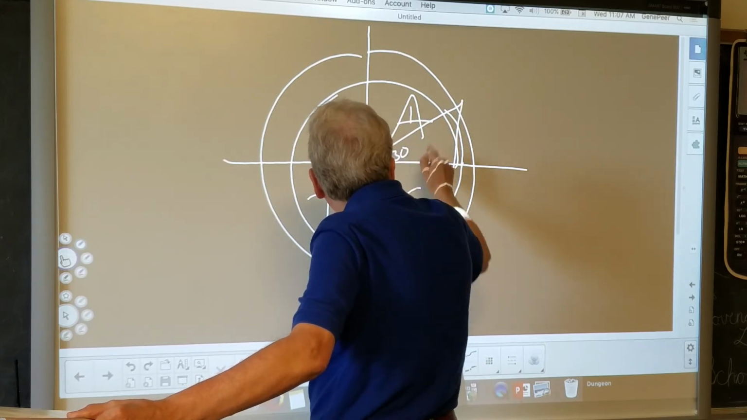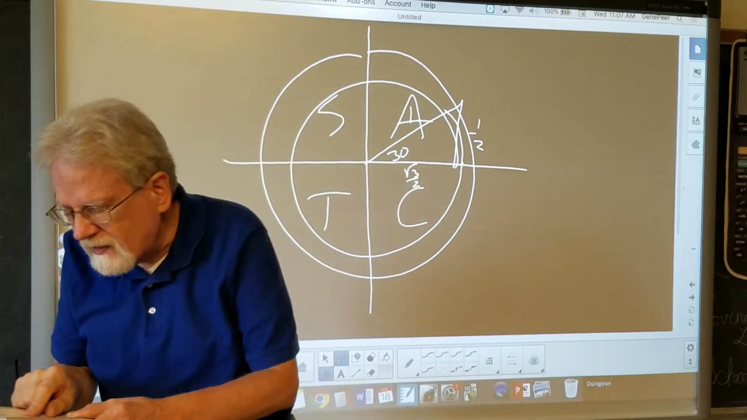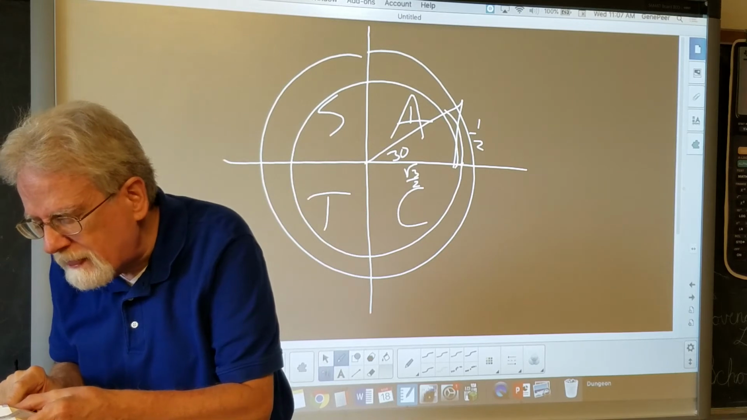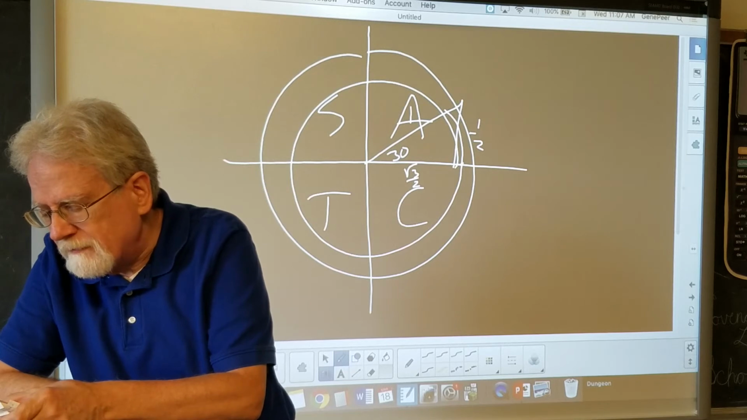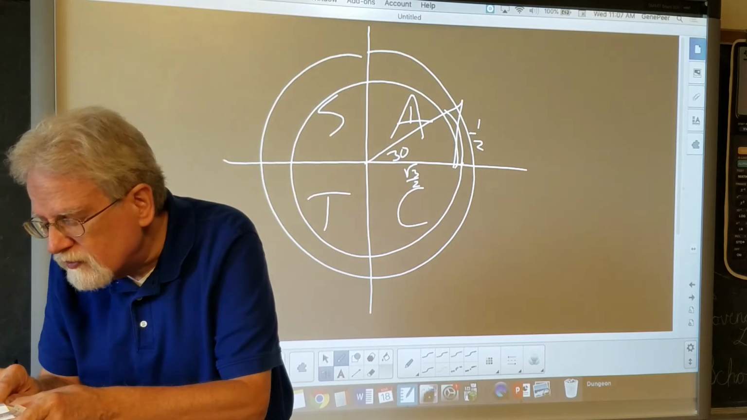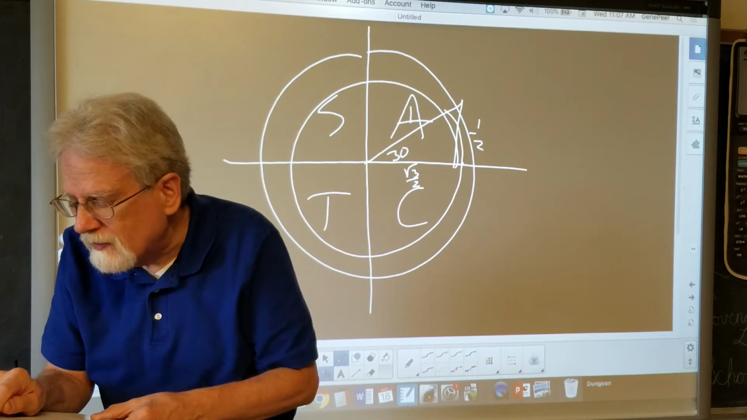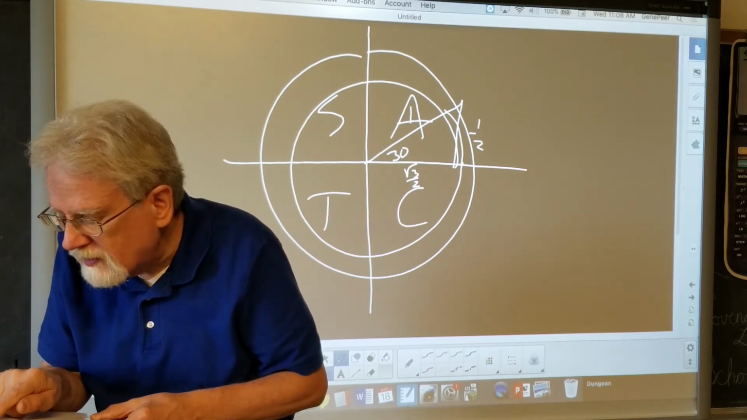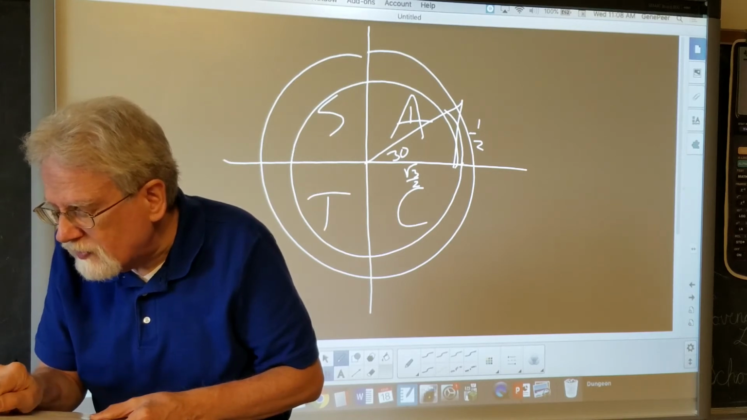You've got your 1, your 1/2, and your square root of 3 over 2. So for number 58, sine of 390 is 1/2. Cosine is square root of 3 over 2. Tangent is square root of 3 over 3. Let's go in the natural order. Cotangent is square root of 3. Secant is 2 square root of 3 over 3. And cosecant is 2.